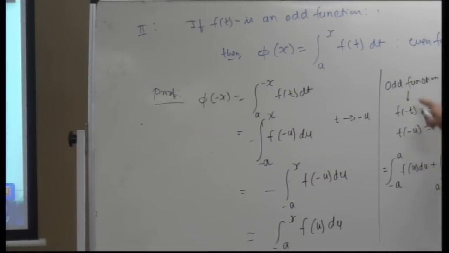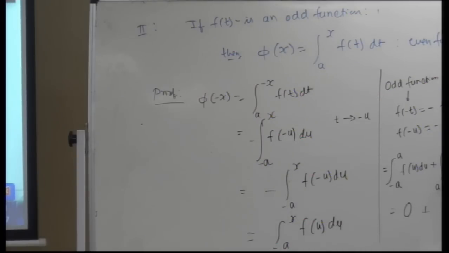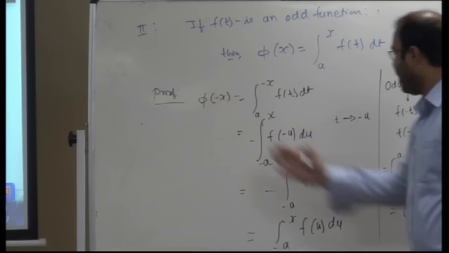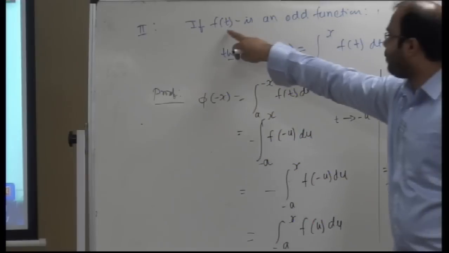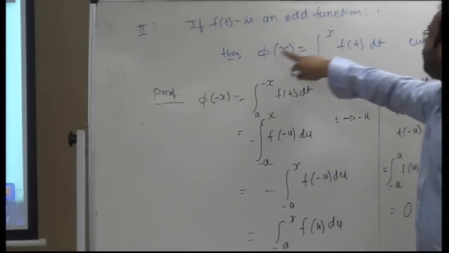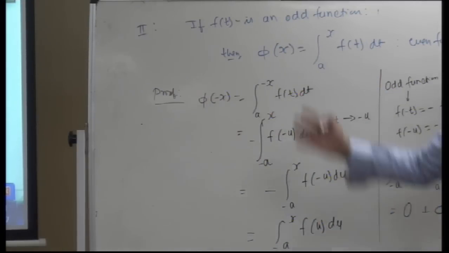Now you can get to the answer. As f is an odd function, the integral from -a to a of this odd function will be 0. Symmetrical about origin, both the areas will cancel. This would be 0, and the rest of the function which remains is actually the same function as phi(x). You can change this dummy variable u to t. So this is phi(x), and we get the answer that phi(-x) is finally phi(x). That means it is an even function. Similarly, you can prove that if f(t) is an even function, then phi(x), again defined like this, is an odd function. This you can take as homework. Integral of an even is an odd, and of an odd is an even, if it is written like this.